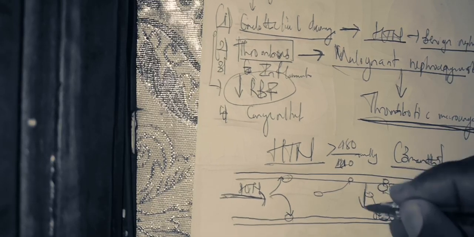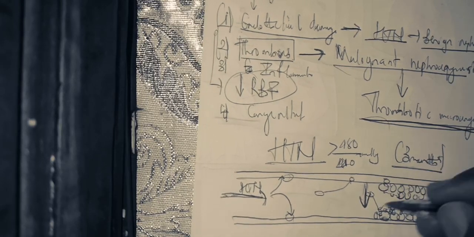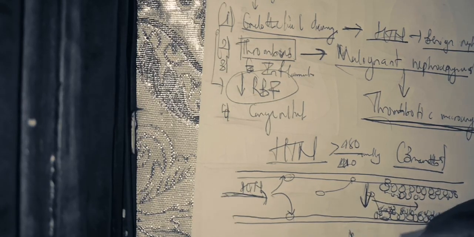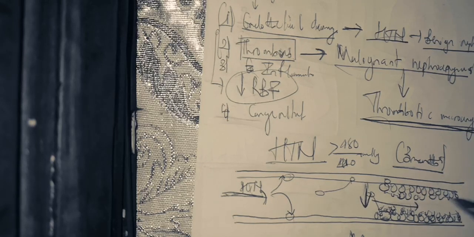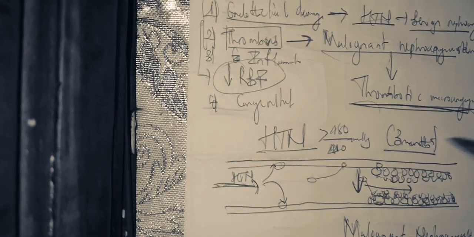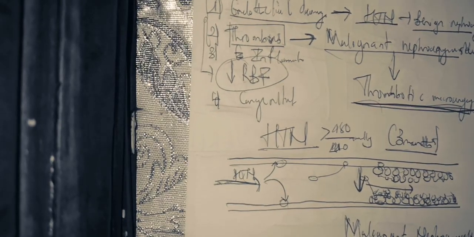That reduction in the renal perfusion is now going to be called malignant. So it's going to be a nephroangiosclerosis from a malignant hypertension origin, called a malignant nephroangiosclerosis. Is it clear? Now, the thrombotic microangiopathy does not just end here.